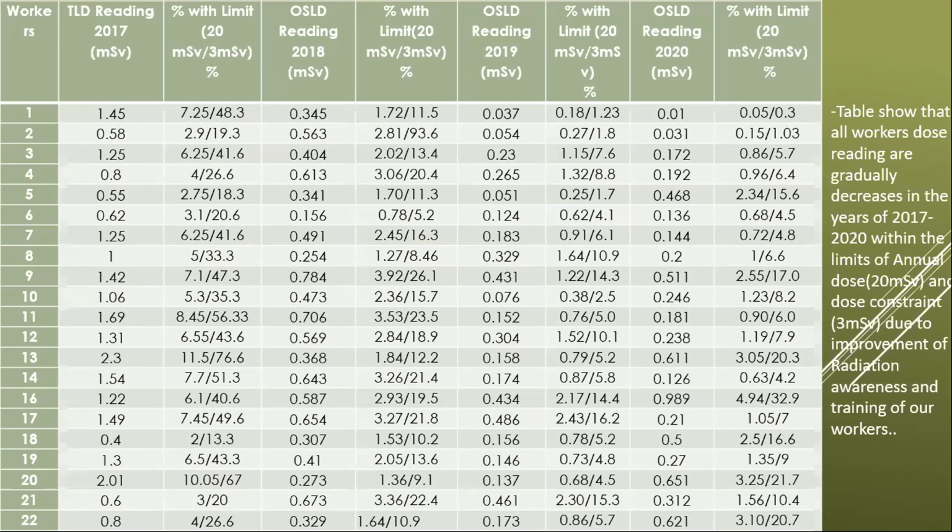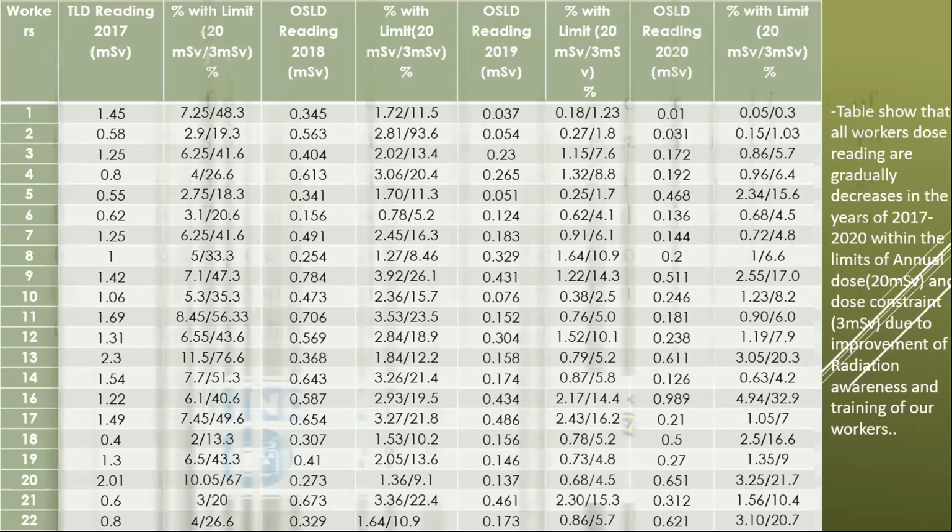This is the result which I demonstrate. All worker dose readings gradually decrease over the years. And this is the limit of 20 millisievert and 3 millisievert.